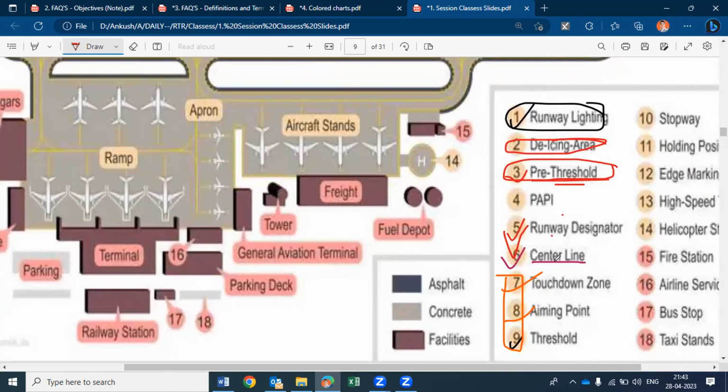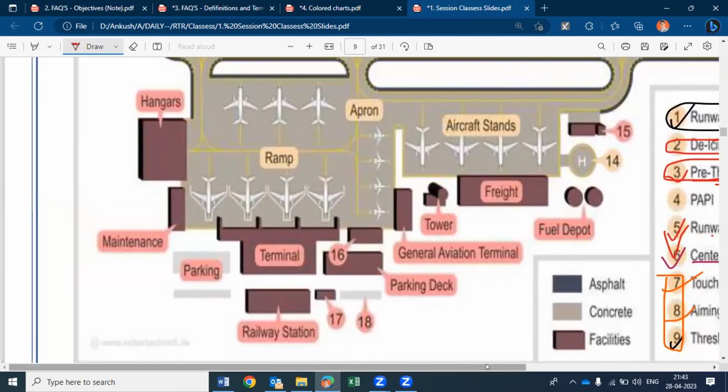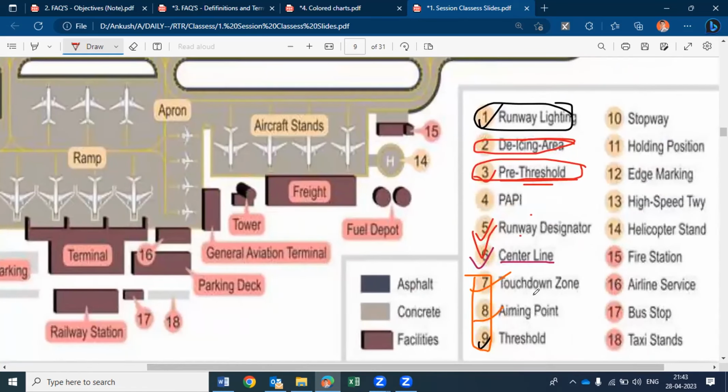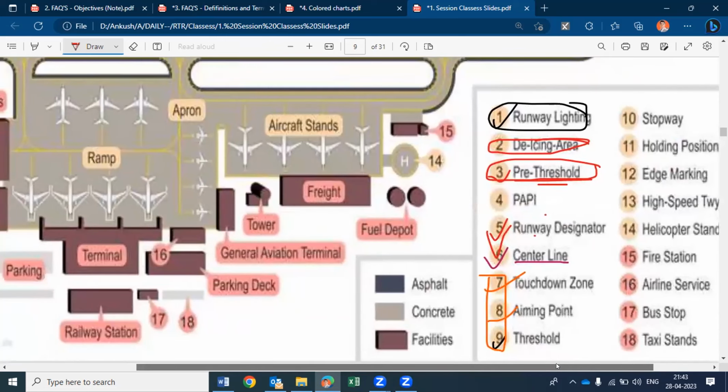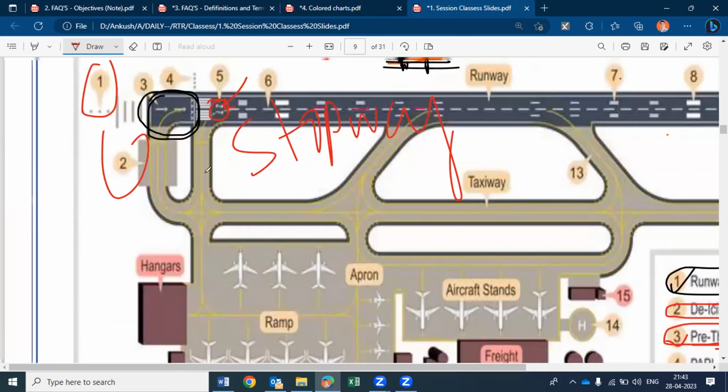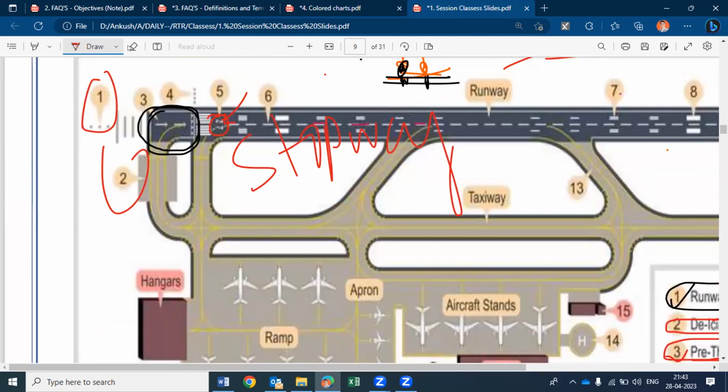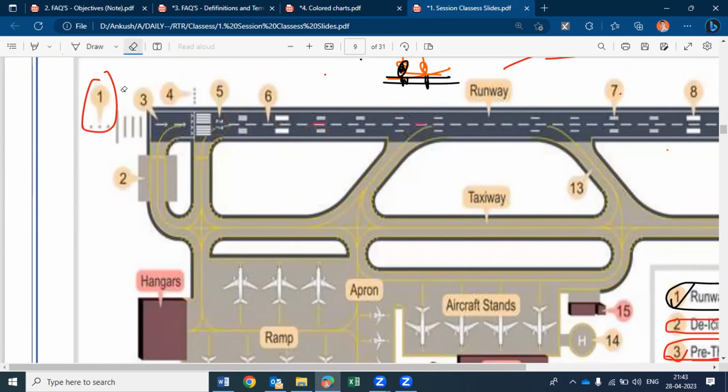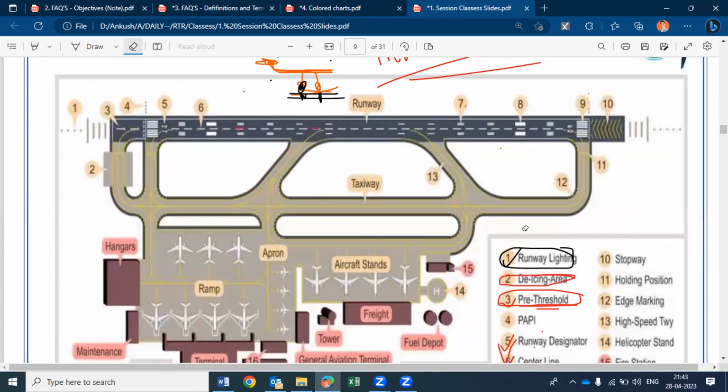De-icing area you won't see in India because in India we do not study in regions where snow falls most of the time. And then also there is a point called runway pre-threshold. That is also something you will not see in today's aviation.